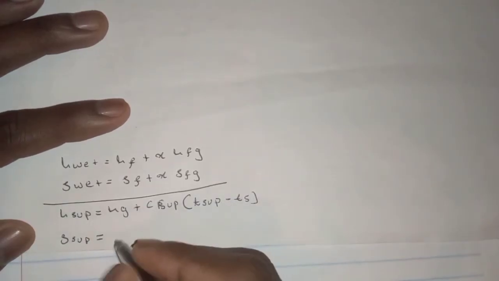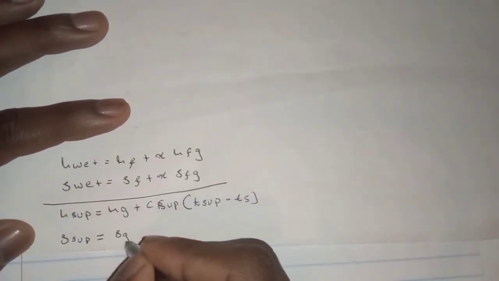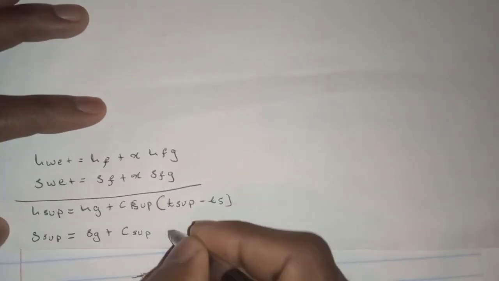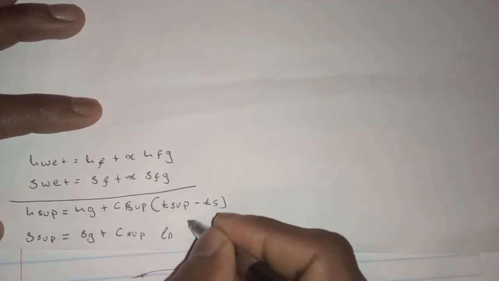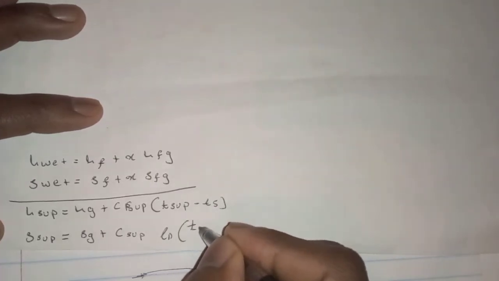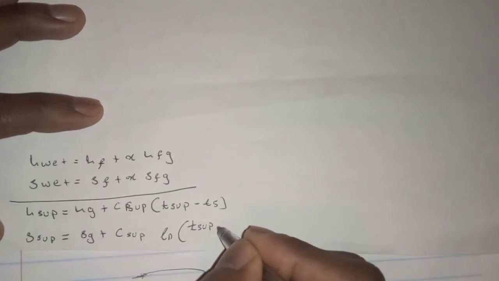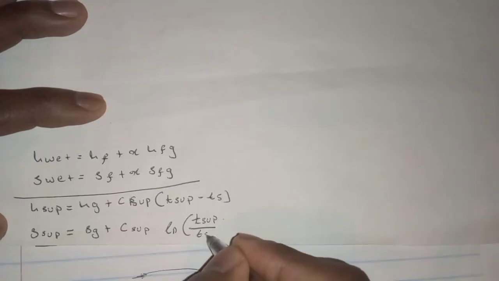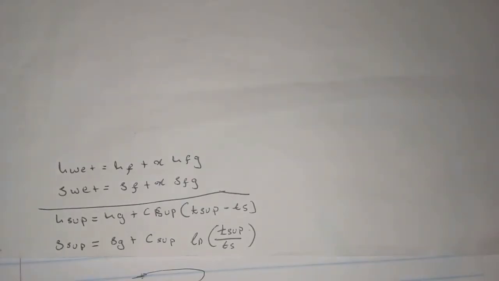And then we also have another one for this, which is S sup. It equals Sg plus the specific heat capacity of superheated steam times ln of T sup divided by Ts. So these are the formulas that you are going to use whenever you are dealing with wet steam, and with superheated steam.